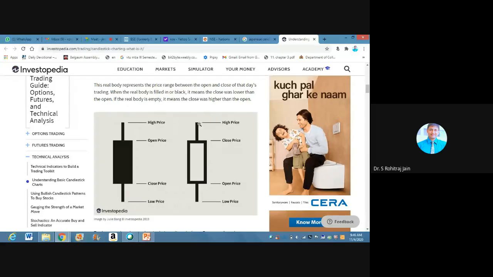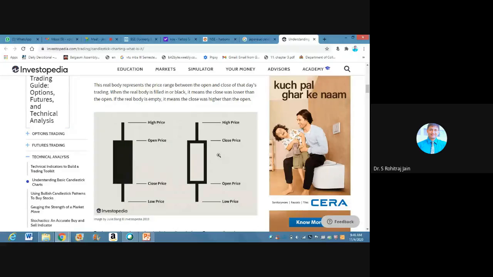Okay, so here these are called tails. This is the high price, this is the closing price, and this was the opening, and this was the low. And similarly here, the opening price and the day's high, and the closing price and the low price. Now, these are called the lower shadow, and these are called the upper shadow, right? And these are called the real body of a Japanese candlestick.